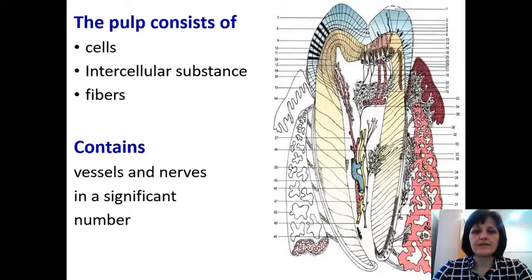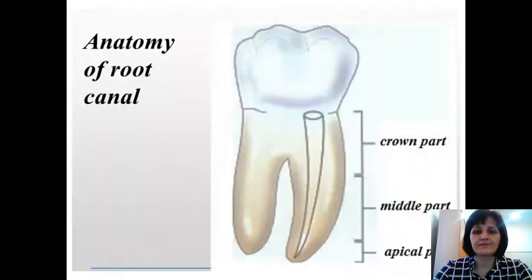The pulp consists of several parts. First of all, cells. Also the intercellular substance. And the third part is fibers. Pulp also contains vessels and nerves in significant number.